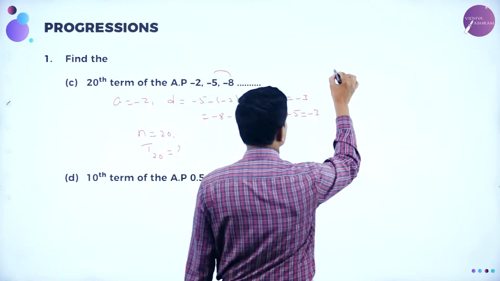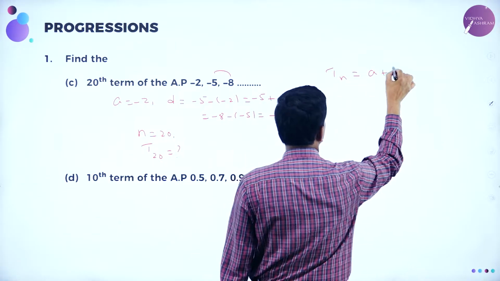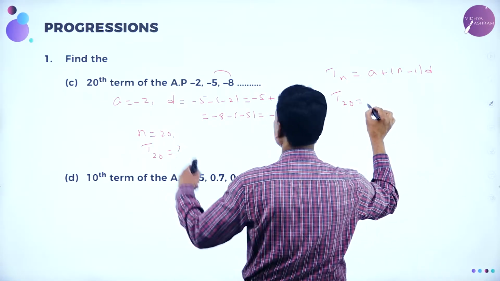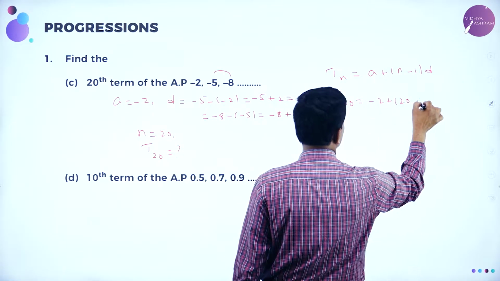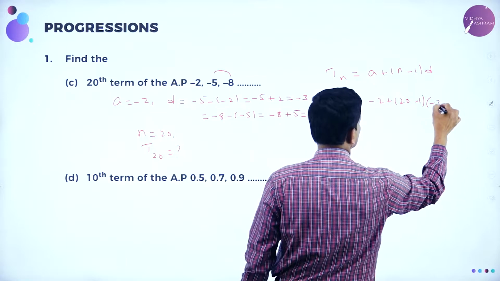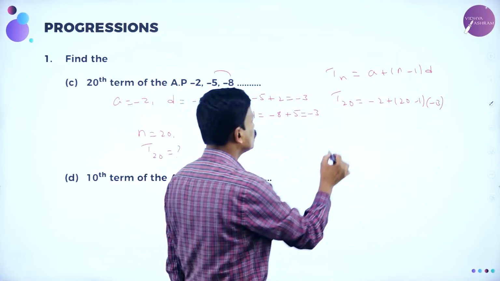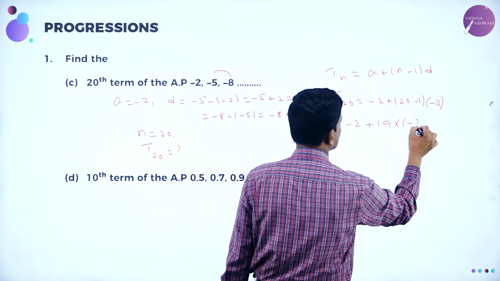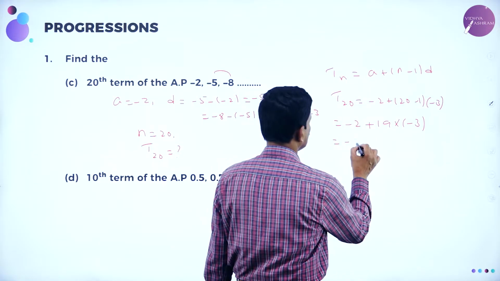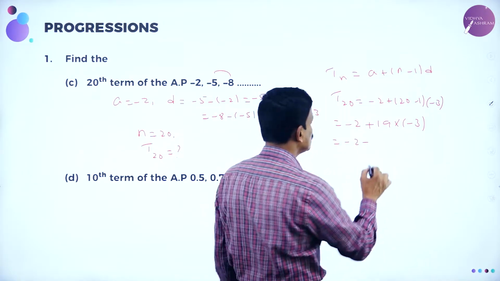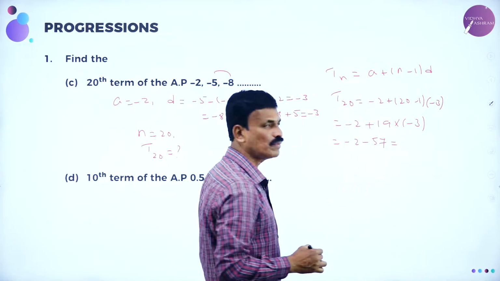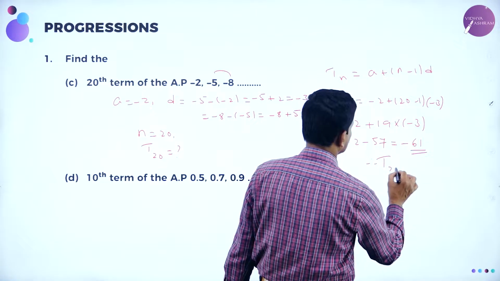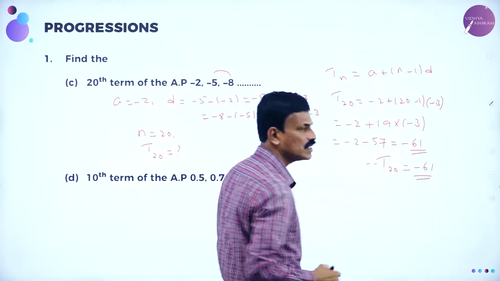As we know, the nth term of an AP is Tn is equal to a plus n minus 1 into d. Put n is equal to 20. T20 is equal to a, a is minus 2, plus 20 minus 1 into d. d is also equal to minus 3. So this is equal to minus 2 plus 19 into minus 3. Now this can also be written as minus 2 minus 19 into 3, and 19 into 3 is 57. So minus 2 minus 57 is minus 61. That's it. So the 20th term for this sequence is minus 61.